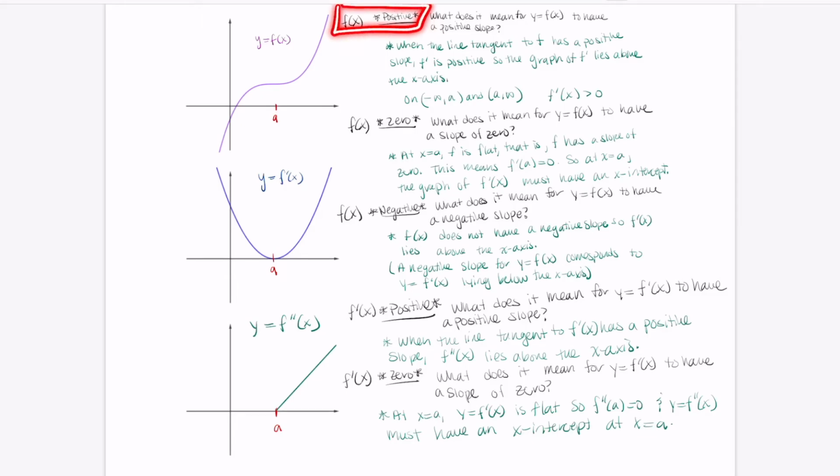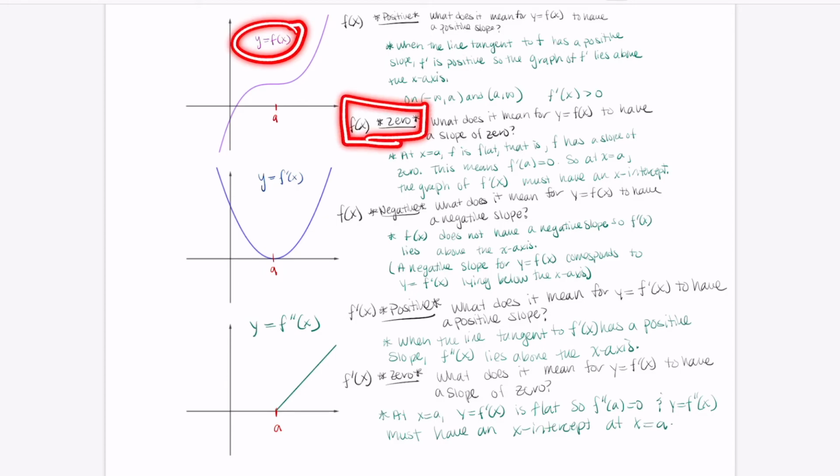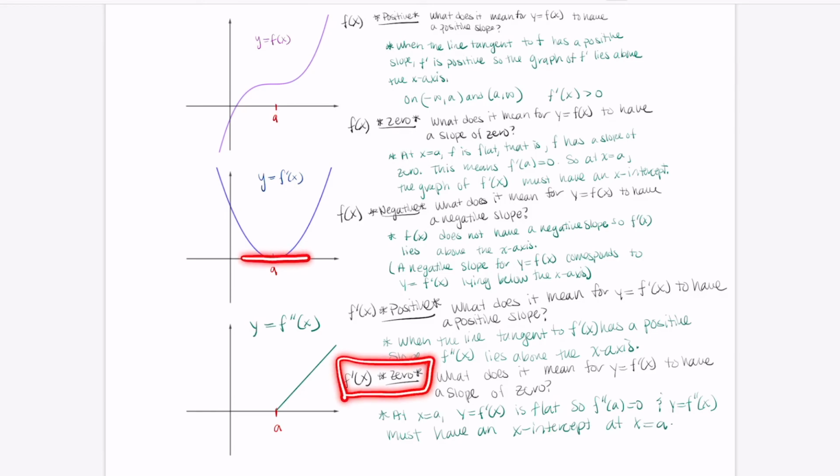When the slope of our function is positive, we know that the first derivative lies above the x-axis. Similarly, when the slope of our first derivative is positive, we know that the graph of the second derivative must lie above the x-axis. When the graph of f of x is flat, that is, has a slope of 0, we know that our first derivative, that is the graph of f prime, has to intersect the x-axis. When the first derivative is flat, that is, when this has a slope of 0, we know that the graph of this second derivative also has to intersect the x-axis.